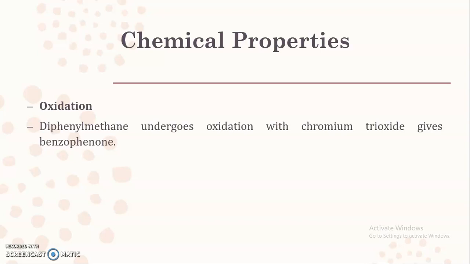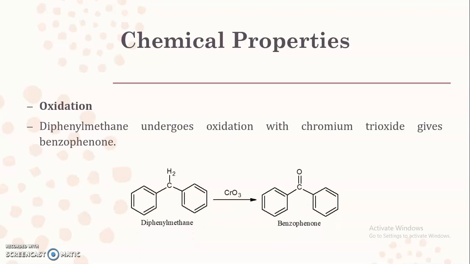It gives us benzophenone. We can see this reaction is exactly the reverse of the reaction we saw in the method of preparation, where we converted benzophenone into diphenylmethane with the help of reduction. As we know, reduction and oxidation are opposite processes. So here we can perform the oxidation of diphenylmethane in presence of either potassium dichromate and sulfuric acid or chromium trioxide to give benzophenone. Chromium trioxide is a stronger oxidizing agent as compared to potassium dichromate. So this is about the oxidation reaction.